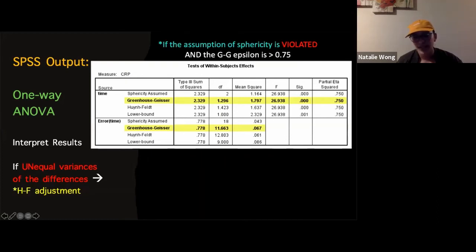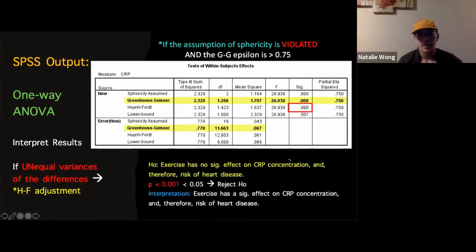One more slide just in case we violated sphericity, but we had a Greenhouse-Geisser epsilon that was greater than 0.75. Then you would read this row, not the yellow one where my red box is. And coincidentally, all of our p-values are exactly the same value, so the interpretation would be exactly the same.